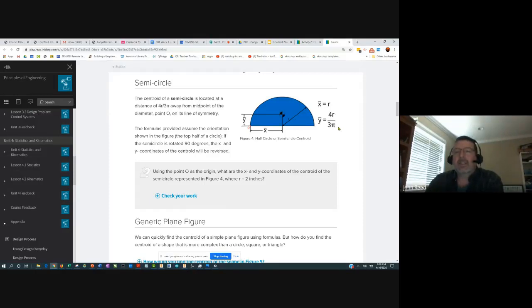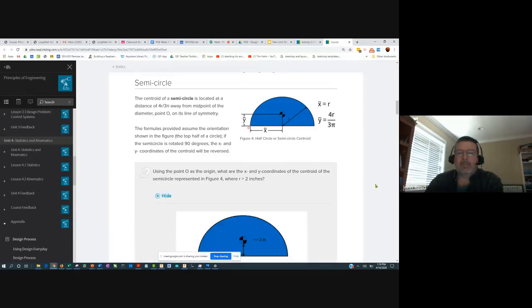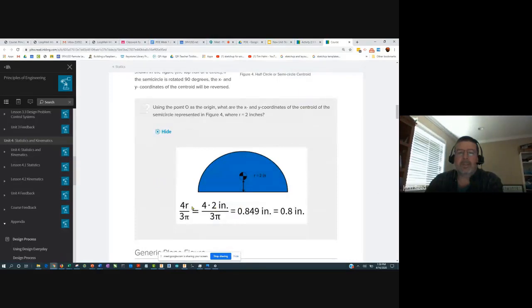So just something you need to take as a given, or if you've had a little bit of calculus, then you can derive that. Okay, so what if the radius here was 2 inches? What would we get? Well, we just put it into this formula here, and we'd find out that it's 0.8 inches above the base of this semicircle and on the vertical axis of symmetry right in the middle there.